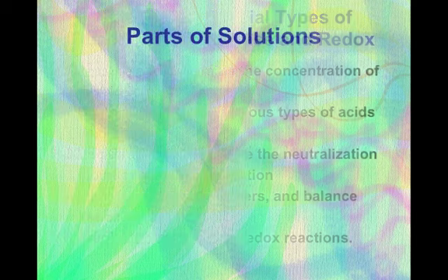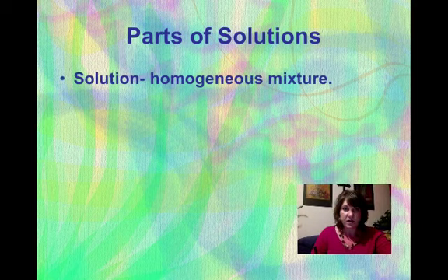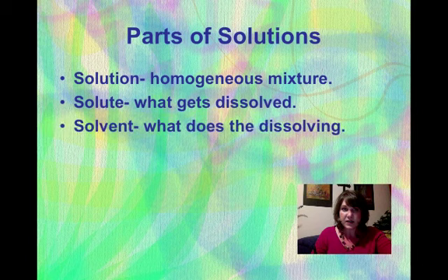Here we go. Let's start with the parts of solutions. First of all, we're going to know that a solution is a homogeneous mixture where the components are so thoroughly mixed that you cannot distinguish one particle from the other. It's the most homogeneous of all mixtures. We call the solute the thing that gets dissolved, and the solvent is the part of the solution that is doing the dissolving.